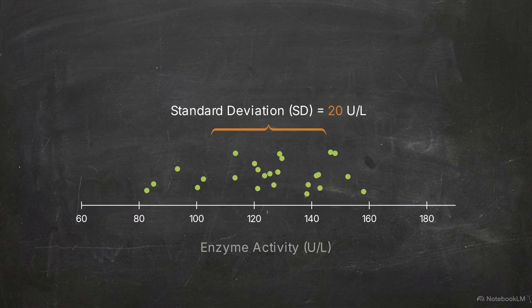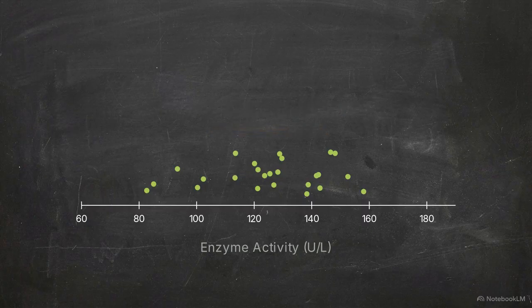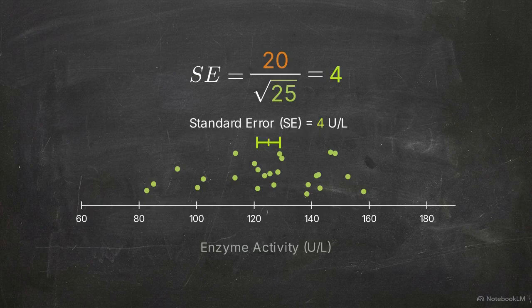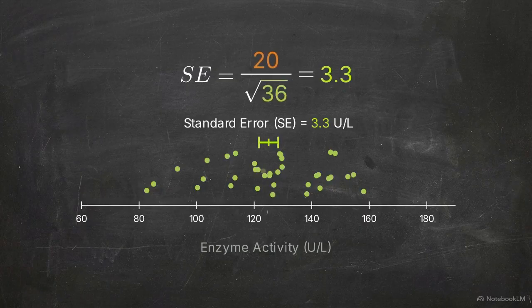Standard error, or SE, serves a completely different function. It measures the calculated precision of the researcher's estimate of the true population mean. As this equation shows, standard error is calculated by taking the sample standard deviation, S, and dividing it by the square root of the sample size, N. The result is a much tighter boundary that quantifies our confidence in the true average.